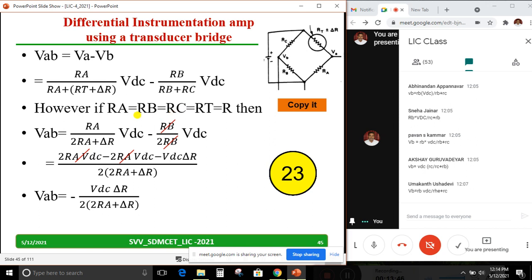Let us understand this. 2RA VDC minus 2RA VDC get cancelled. VDC delta R divided by 2 into 2RA plus delta R, I am writing.